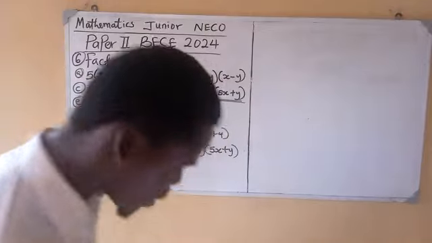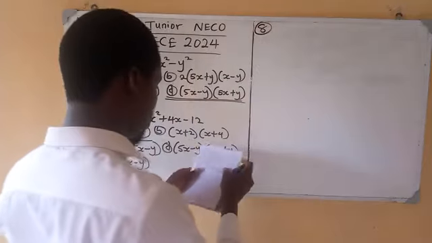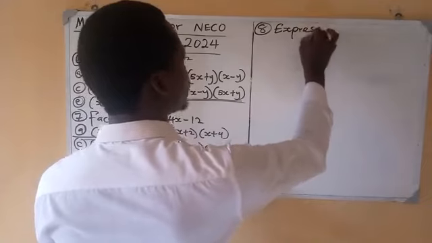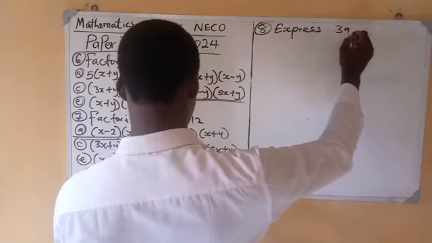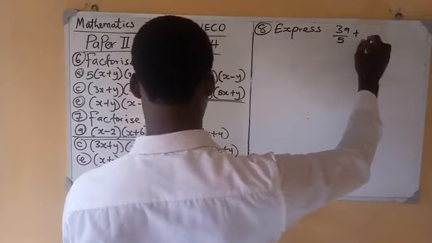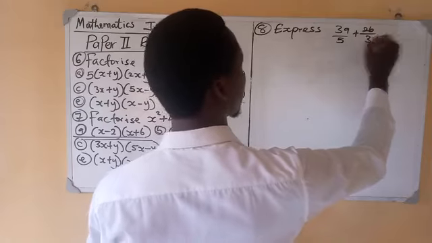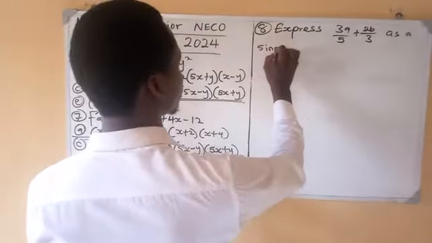Question number 8. Question number 8 says, express 3a over 5 plus 2b over 3 as a single fraction.